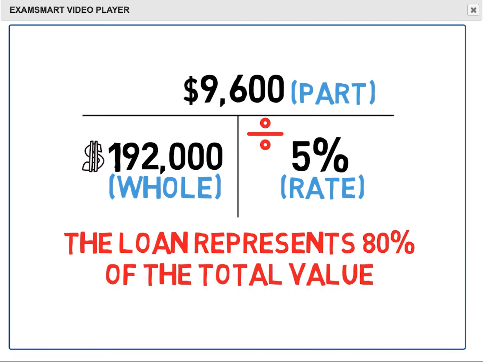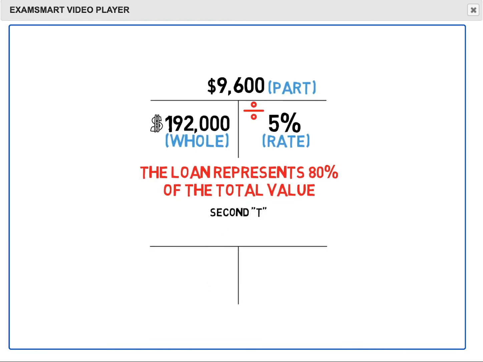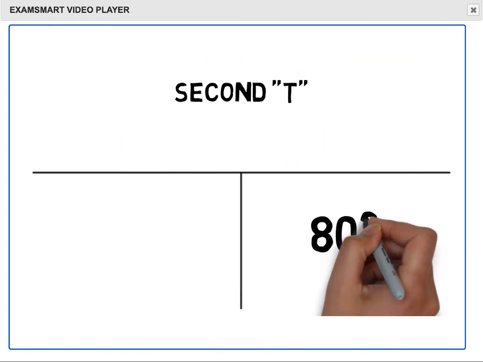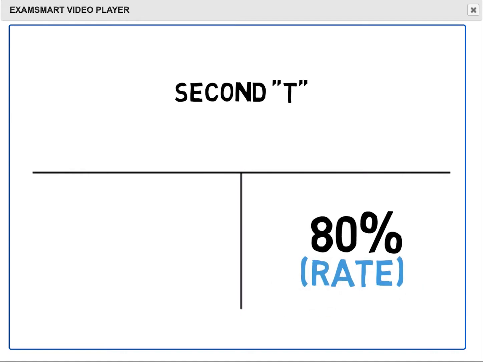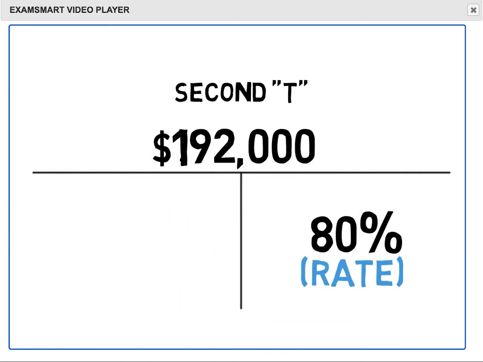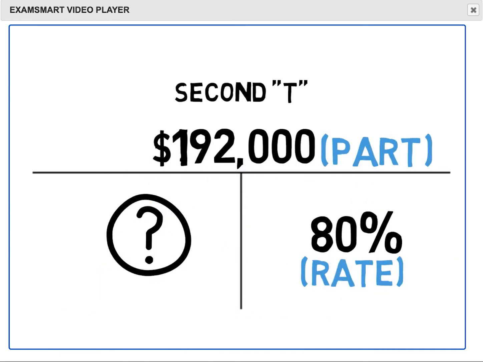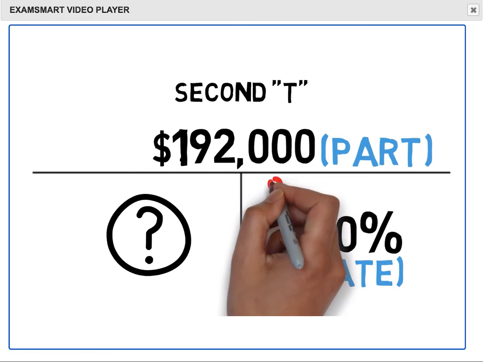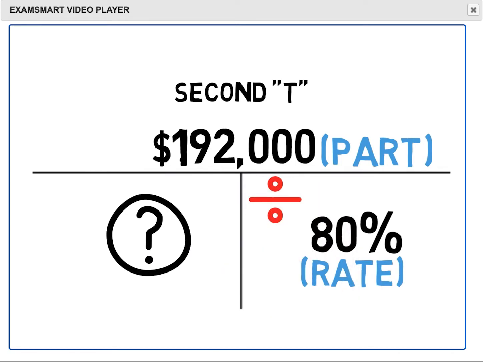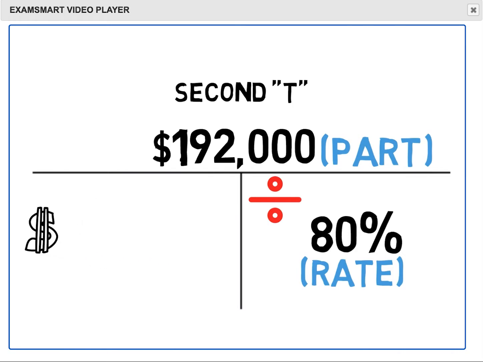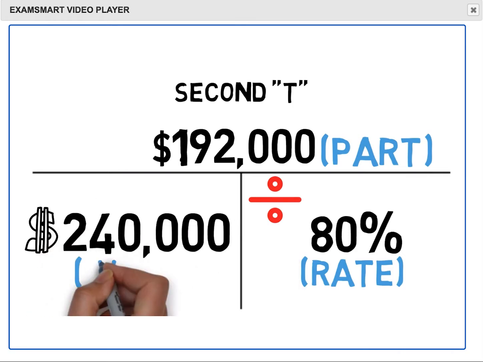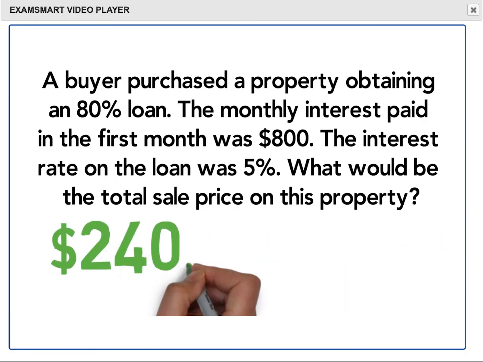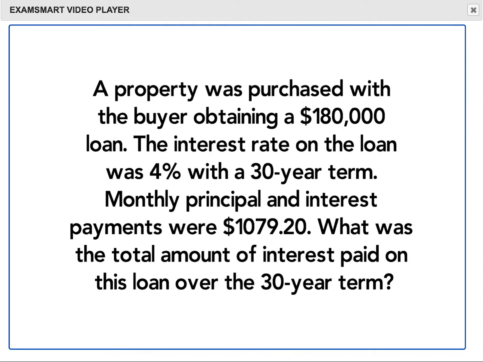So to get the total value, we'll go to our second T. Our percentage is 80%, which goes in the bottom right. The loan amount will be a smaller number in relationship to the value, so the $192,000 is the part. So we then take $192,000 and divide by 80% to come up with a total value of $240,000. That would be the whole amount, or our answer, $240,000.